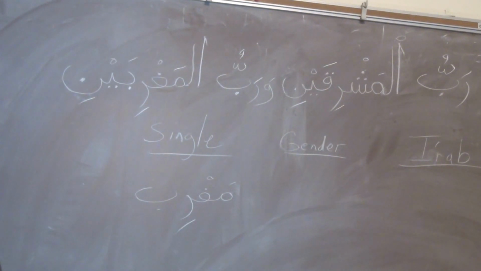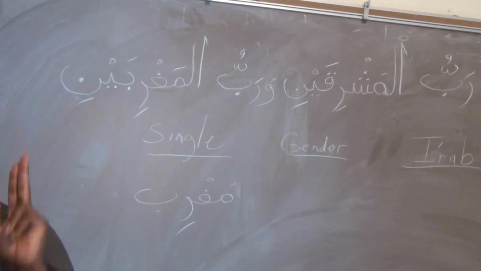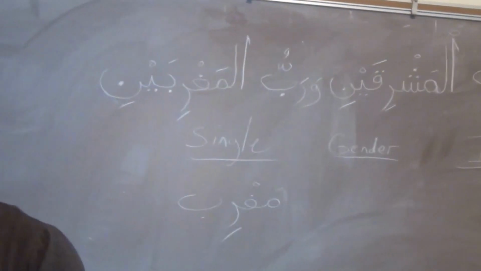Now, also, if we look at this sentence right here, in Arabic we have two types of sentences. What are the names of those two types of sentences?